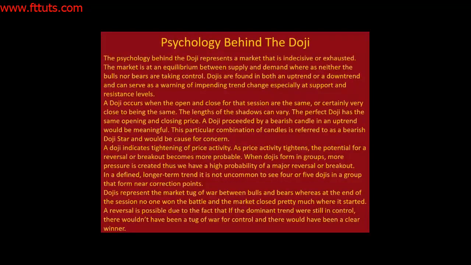Psychology behind the doji. The psychology behind the doji represents a market that is indecisive or exhausted. The market is at an equilibrium between supply and demand, whereas neither the bulls nor bears are taking control. Dojis are found in both an uptrend or a downtrend and can serve as a warning of impending trend change, especially at support and resistance levels. A doji occurs when the open and close for that session are the same, or certainly very close to being the same. The lengths of the shadows can vary.